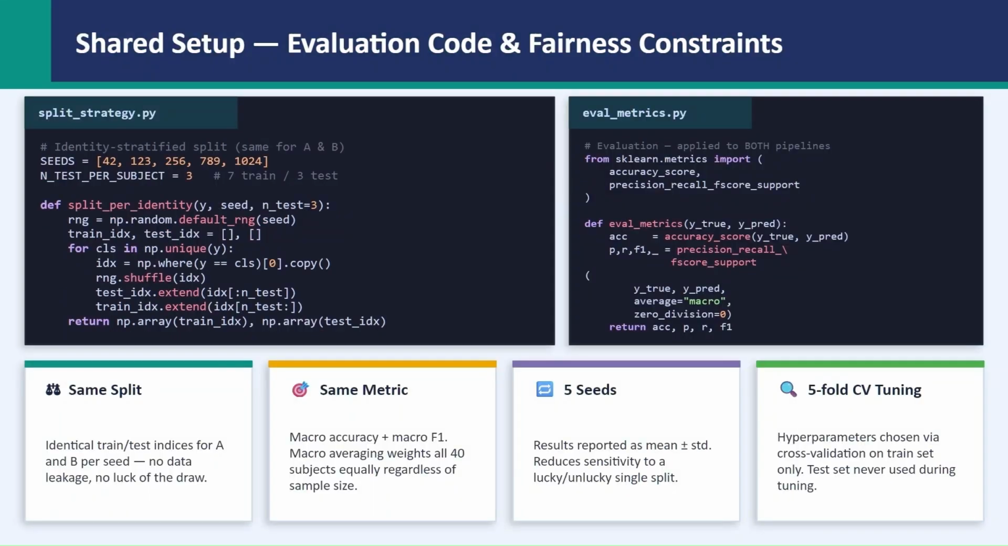Before trusting any results, you have to make sure the experiment is set up fairly. Both pipelines saw the exact same training and test images, no exception. Macro F1 means all 40 subjects carry equal weight, so a hard subject counts just as much as an easy one. And we never let the test set influence any decisions. Hyperparameters were chosen purely from training data.